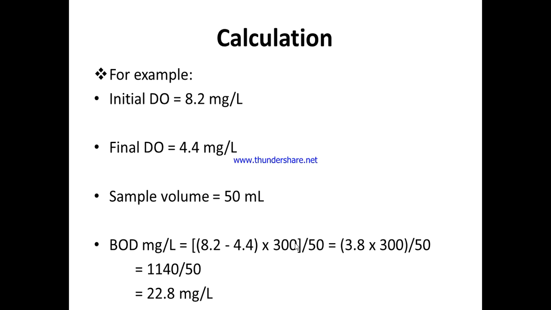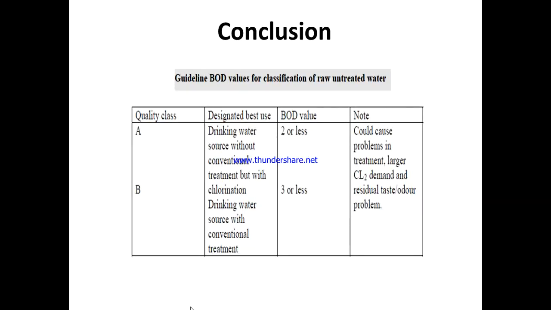What is the dilution ratio? Volume of diluted sample, suppose 300 ml, divided by volume of undiluted sample, that is 50. So we will be getting 22.8 mg per liter of BOD, and it indicates the value is more than 5 or 6, so it is not suitable for drinking purposes unless there is no other option. Okay, so now the conclusion.